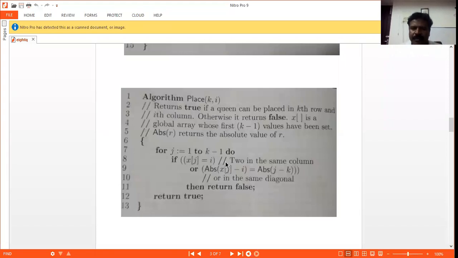So this is j, so this j minus i is equal to, here we are having the corresponding one, right? Absolute of the corresponding locations. So using that formula, right? This is for two in the same column. It cannot be two in the same column and two in the same diagonal. This two is considered. If it is that one, it is not possible.